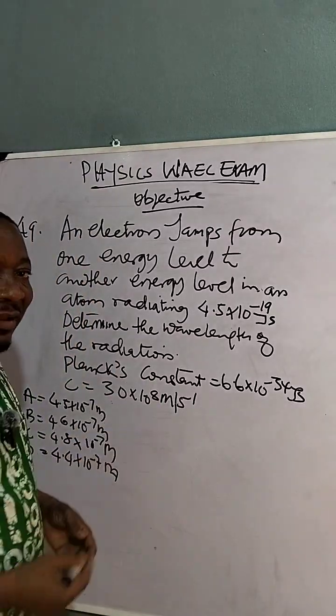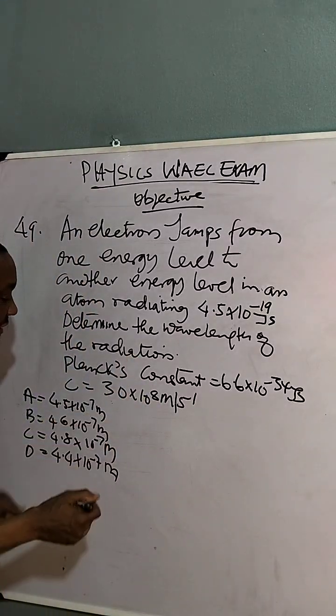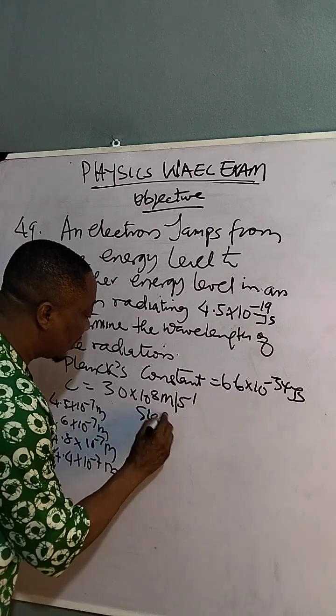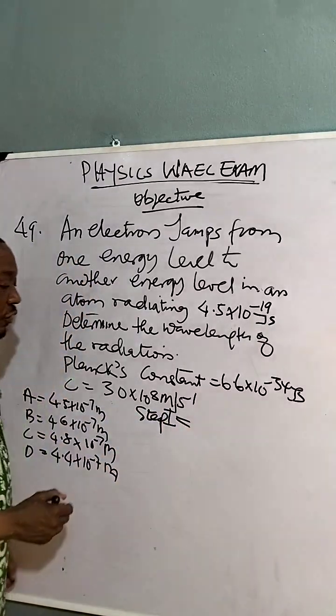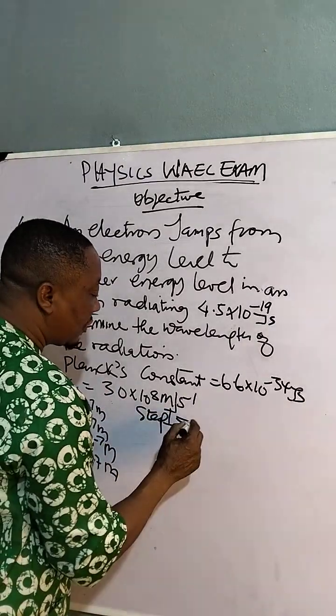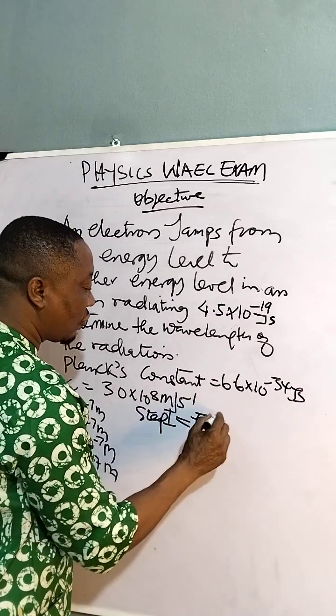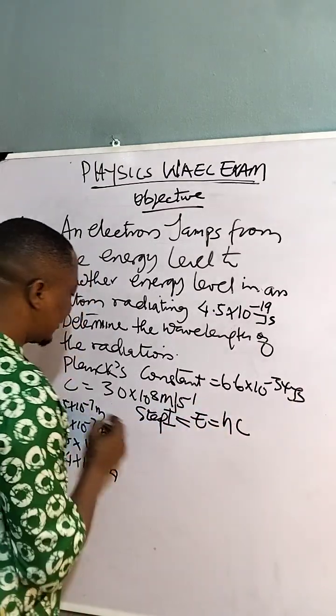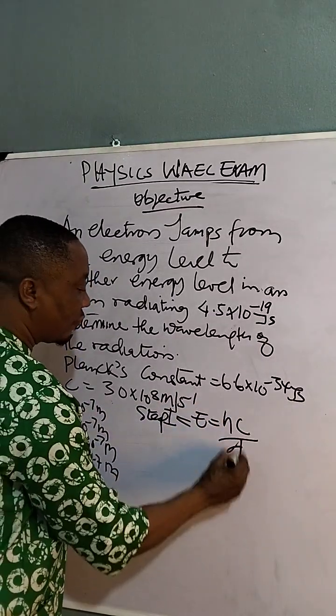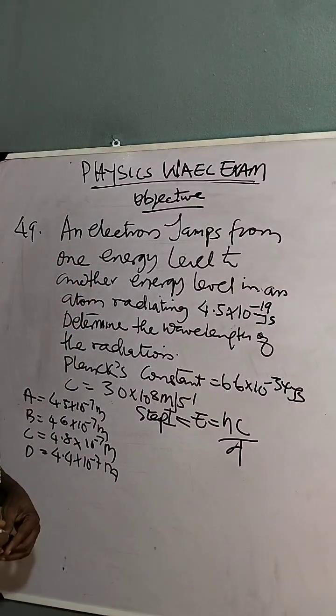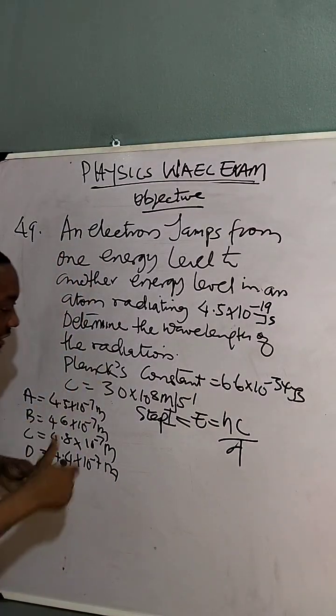Let us use the formula to see if we'll arrive at the answer. What is step 1? In this case, the formula is: energy equals Planck constant times C all over wavelength. That is the formula that we are going to use to solve it. So let's dive into it.